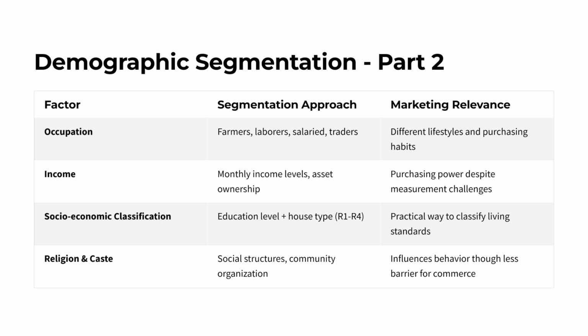Fifth, income. As we have noted, applying urban income brackets is difficult due to the seasonal, irregular, multi-source, and often non-taxed nature of rural earnings. While challenging, recent efforts aim to classify rural households based on estimated monthly income levels and asset ownership, providing some guidance.